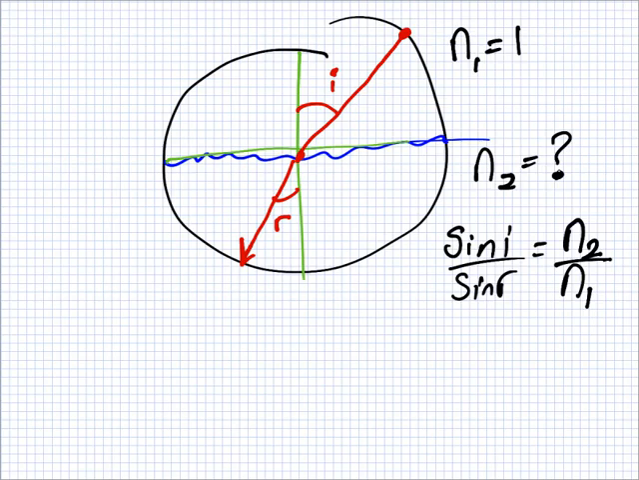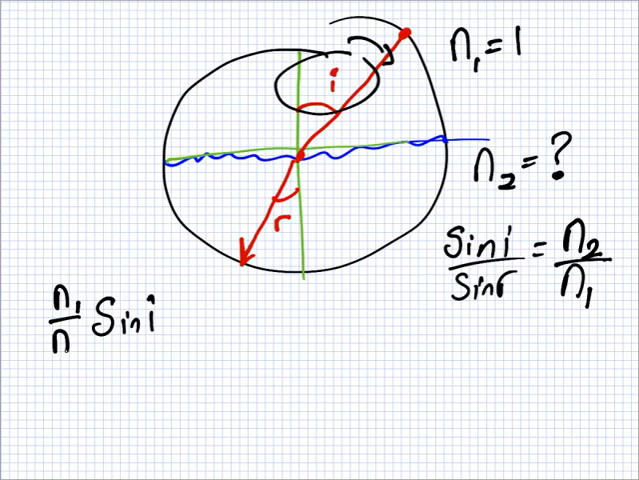This is what we want for this experiment. N1 is the air, right? Yeah, air. So which is the thing that you're changing? What do you change? The angle. Which angle? Refract, I or R? You change I. So you can say sine i multiplied by N1 over N2 equals sine r.